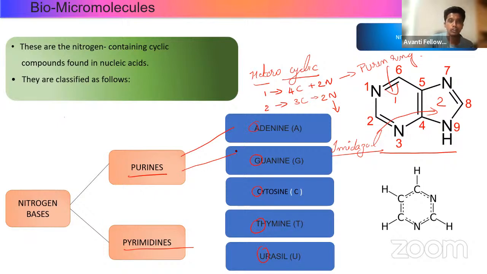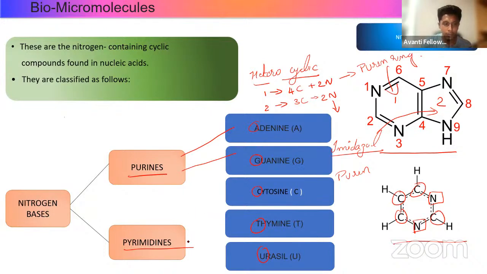Whereas when it comes to pyrimidines, you can see that they contain only 1 ring. You can see here 1, 2, 3, 4 carbon atoms and then 2 nitrogen atoms. Whenever you have 4 carbon atoms and 2 nitrogen atoms, this is called the ring, just give me a second. Fine. Now we understood what purines are and what pyrimidines are.